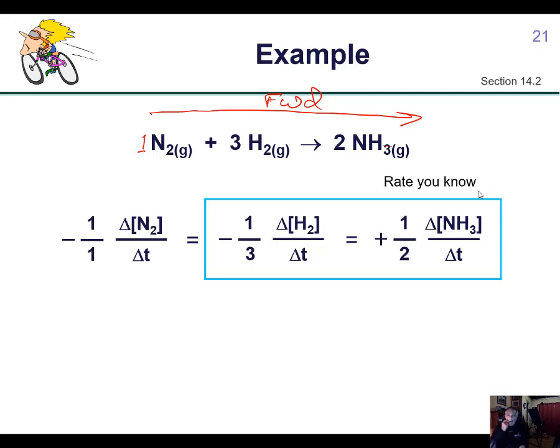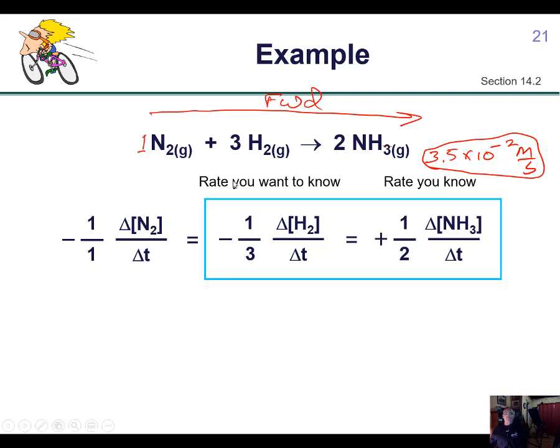I can call it anything. I could say this has a rate of appearance of 3.5 times 10 to the minus 2 molar per second. It doesn't matter what this rate is. I just happen to know it. I measured it in a lab. But what I want to know is, well, given that this is the rate that I know, what is the rate of disappearance of hydrogen? So that's the rate that I want to know.